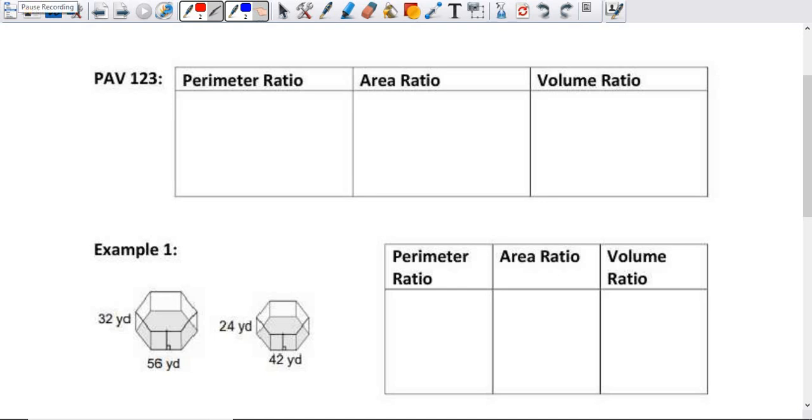Alright, the last video of the year, we have section 11.7, which works on our PAV 123.